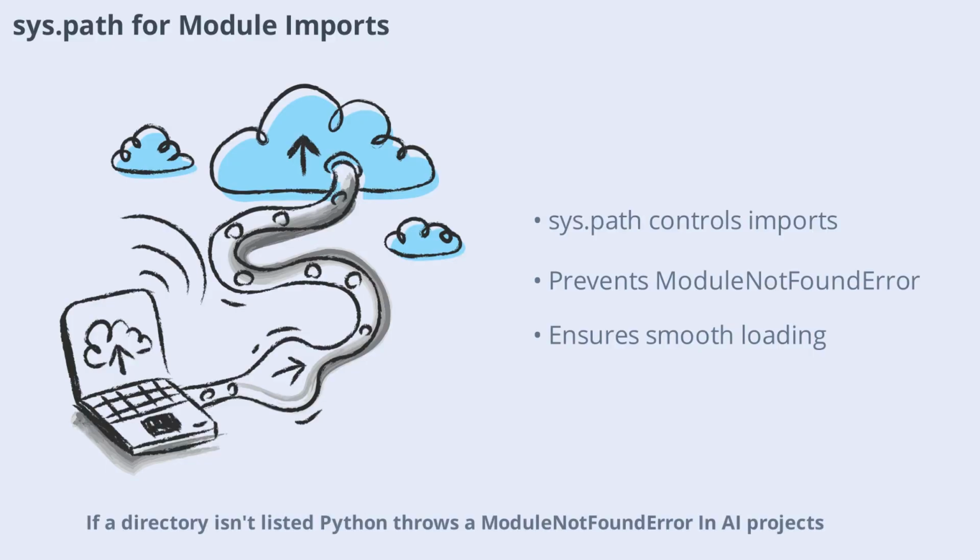If a directory isn't listed, Python throws a module not found error. In AI projects, sys.path is critical for resolving custom imports across directories, such as running verification scripts that need access to core engines. Proper configuration ensures smooth module loading and prevents import errors.